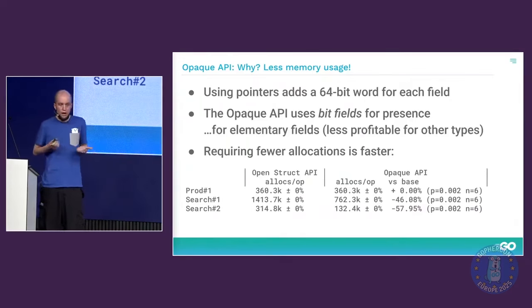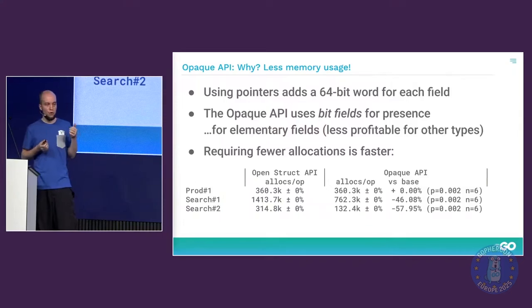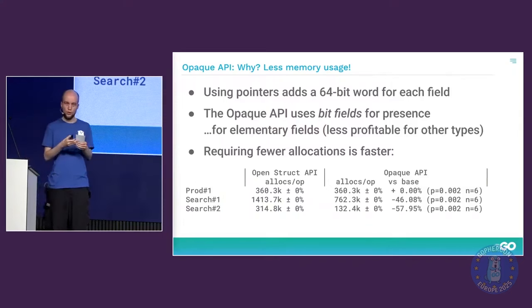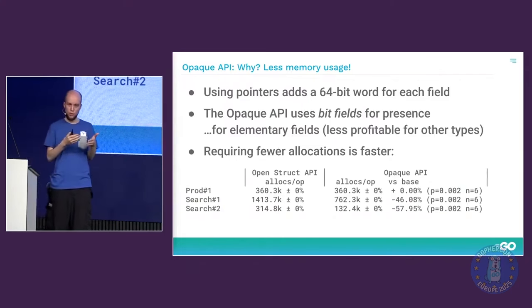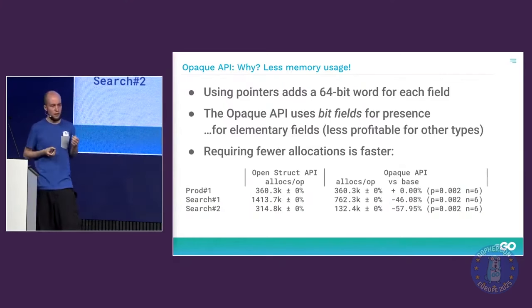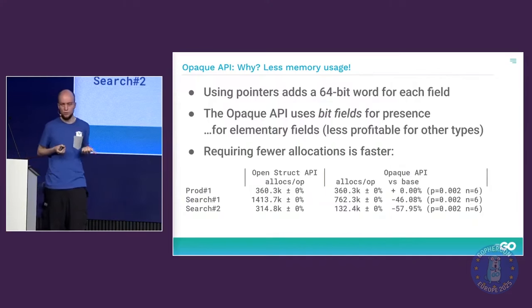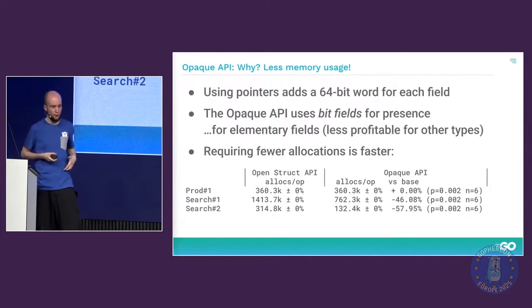All right, so why are we doing this change? Well, it's an optimization. This causes less memory usage. So when we're using a pointer to model presence, if you think about it, presence is a logical bit of information. It's yes or no, right? And if we use a pointer, that means we add a 64-bit word for like 1 bit of information. So it's quite some overhead. In comparison, the Opaque API uses bit fields for presence, so we can actually use 1 bit per field and not the 64-bit overhead.